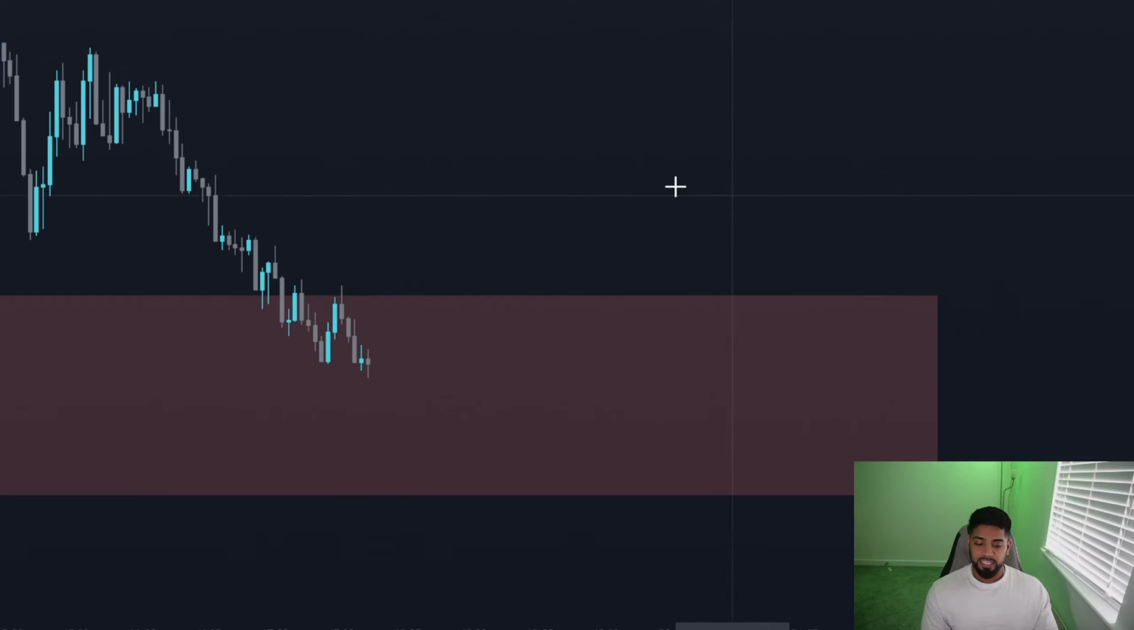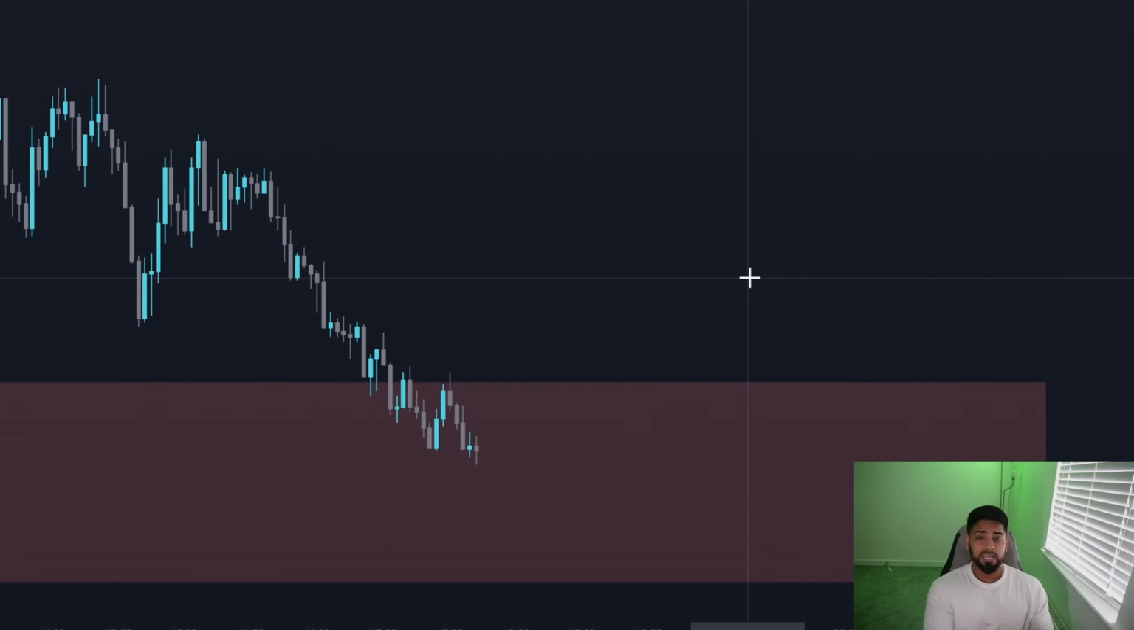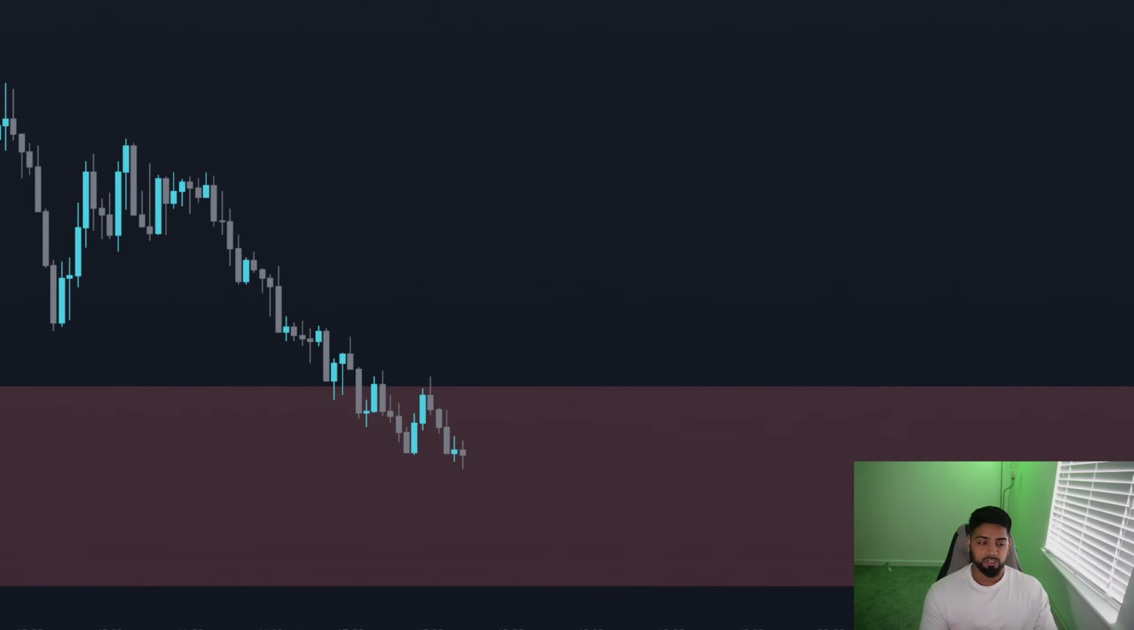Now, in order for us to get into this position, we need price to tell us that it's actually looking to start moving bullish. Now, how do we understand that? Well, there's different ways. We have a bunch of different entry schematics that we can use. But to keep it nice and simple, we're simply going to be looking for a market structure shift.